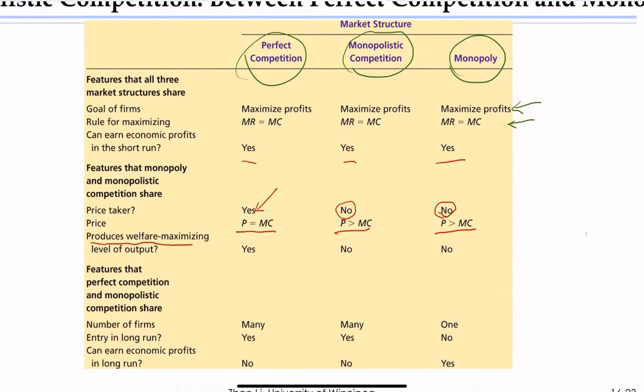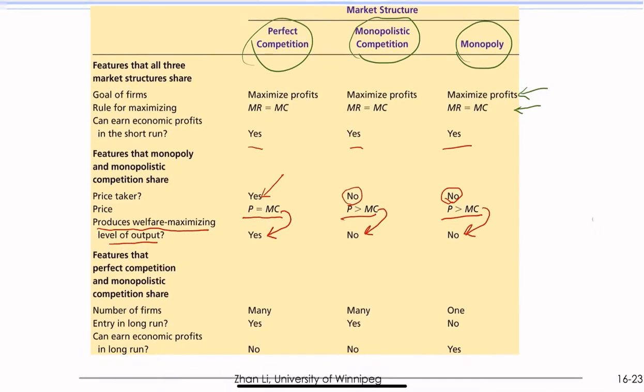Produce welfare maximizing level of output. Well, we just talked about this, right? So because P equals MC, now we could say yes. And because P larger than MC, we would say no. Okay.